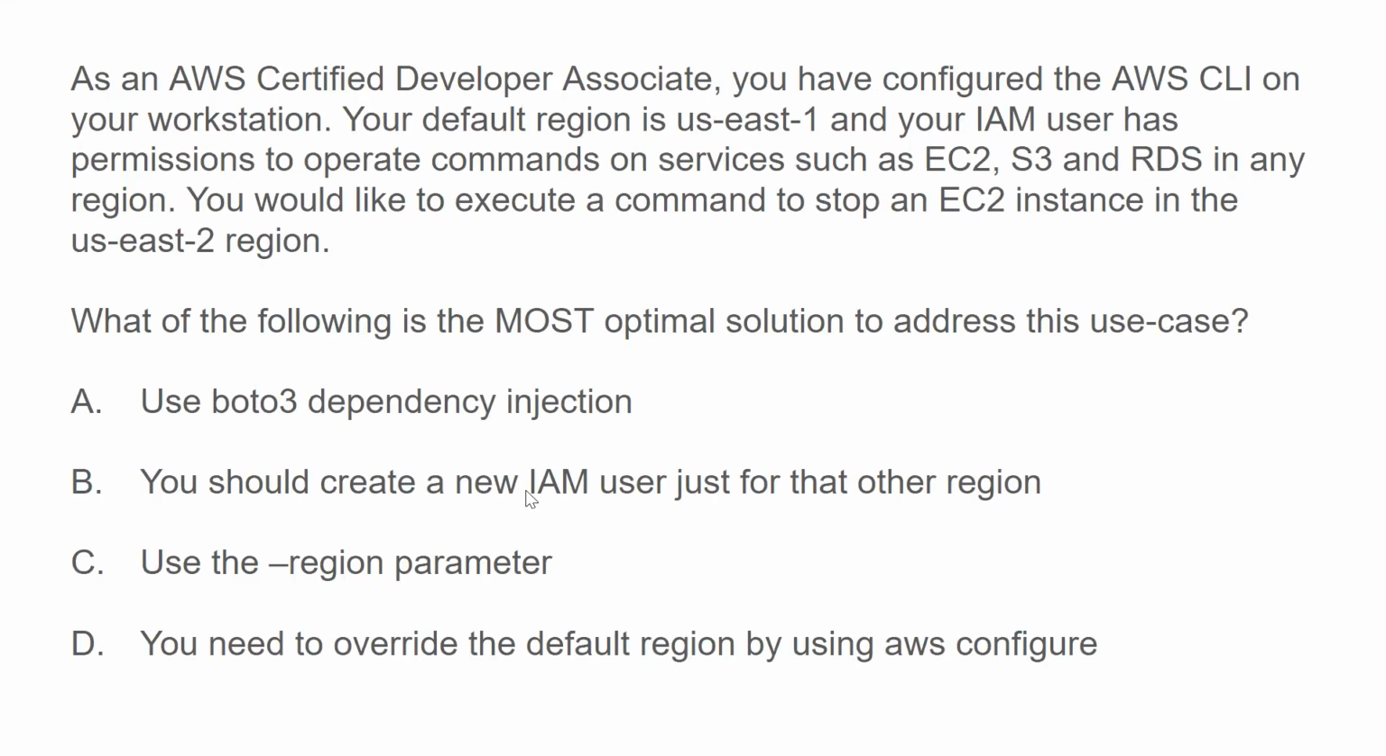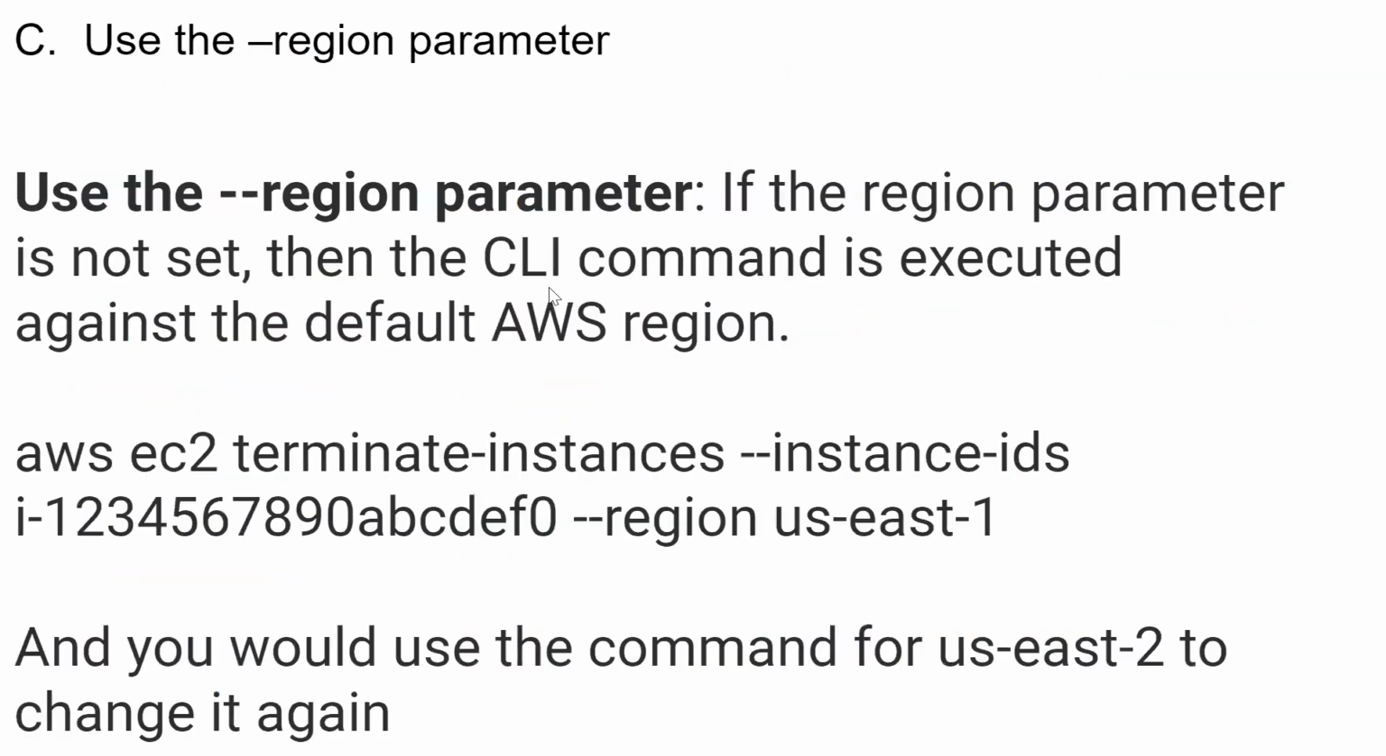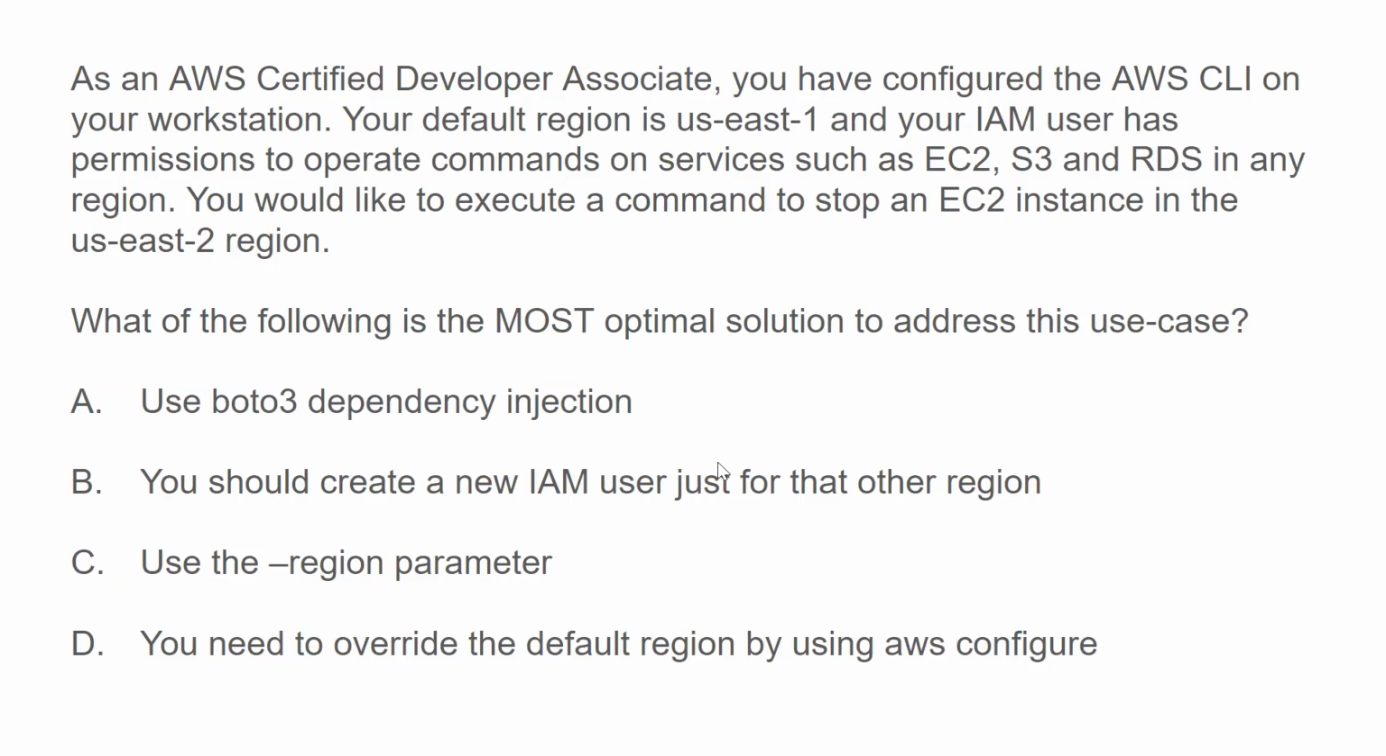As an AWS certified developer associate, you have configured the AWS CLI on your workstation. Your default region is US East 1, and your IAM user has permissions to operate commands on services such as EC2, S3, and RDS in any region. You would like to execute a command to stop an EC2 instance in the US East 2 region. But which of the following is the most optimal solution to address this use case?